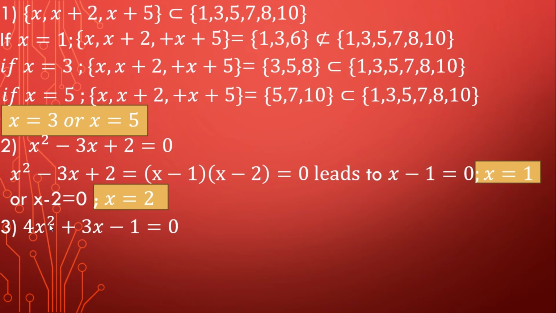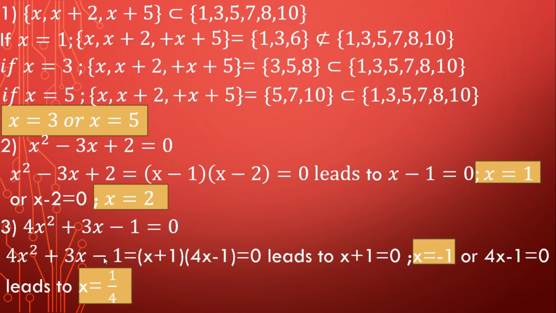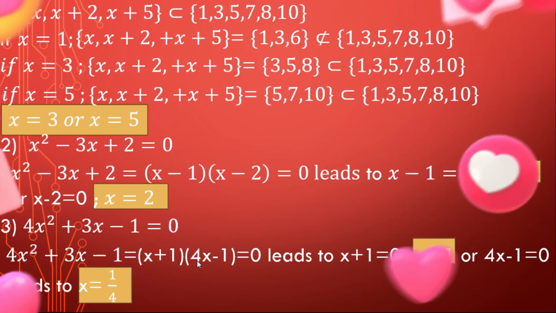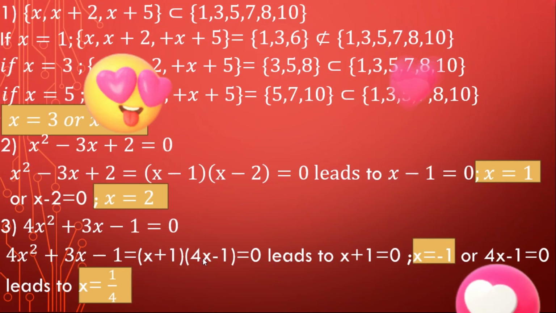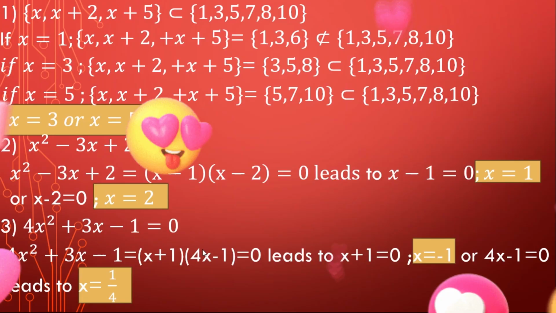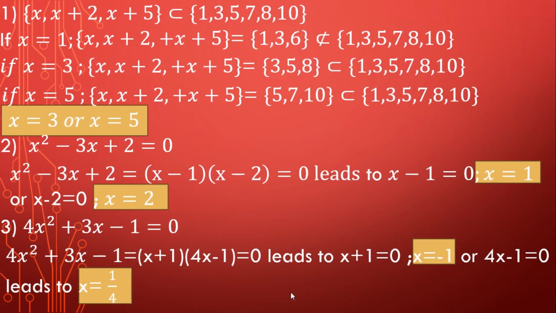4x squared plus 3x minus 1 equals 0. Here if we substitute x equals minus 1, we get 0. Minus 1 squared times 4 equals 4, plus 3 times minus 1 minus 3, minus 1. 4 minus 4 equals 0. Then x plus 1 is a factor. 4x squared plus 3x minus 1 equals x plus 1 times the other factor: x times what equals 4x squared, 4x. Plus 1 times what equals minus 1. This is minus 1. Then x equals minus 1 or x equals 1 over 4.